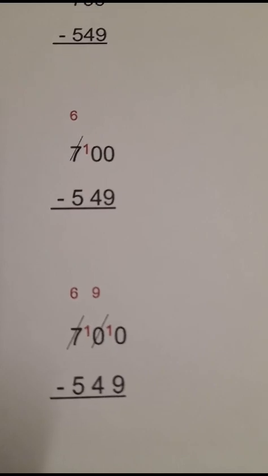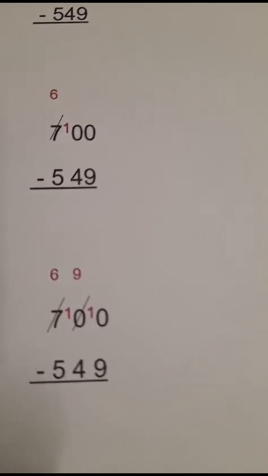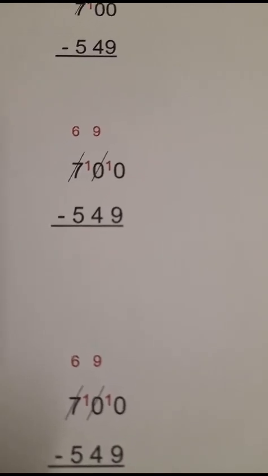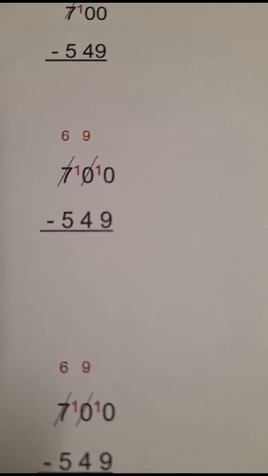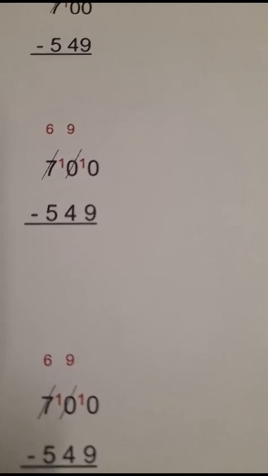Now we go back to the ones column. We say 9 from 0 we can't. We go over to the tens column to borrow 1. That leaves 9 in the tens column. The one that we borrow, we bring it over to the ones column.